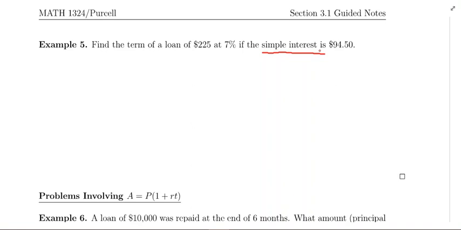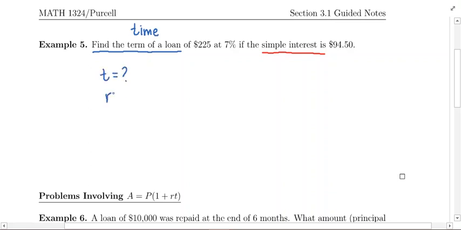Okay, all right, so when you look at this and you read through it, you see a bunch of numbers there. Let's go through this again. It says, find the term of a loan. So we're finding the term of the loan. Remember, term means time. So we are actually looking for time here.